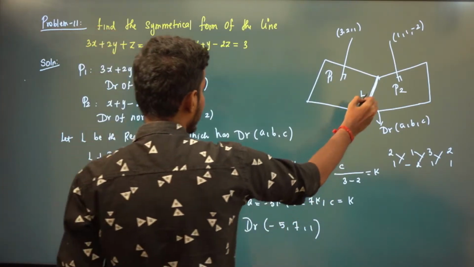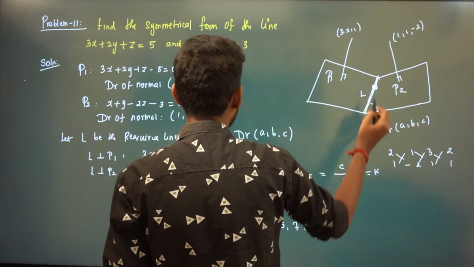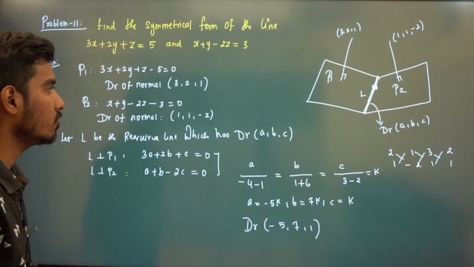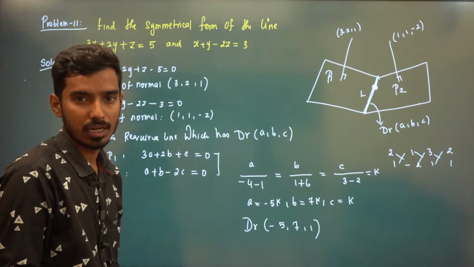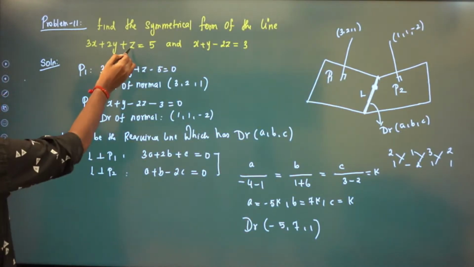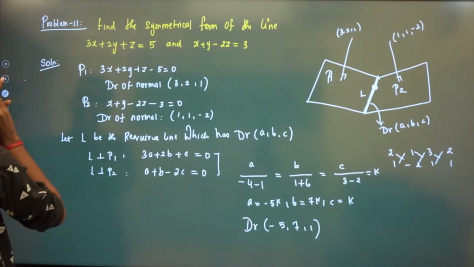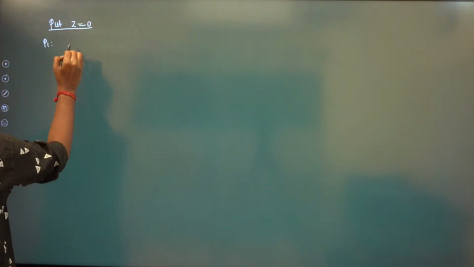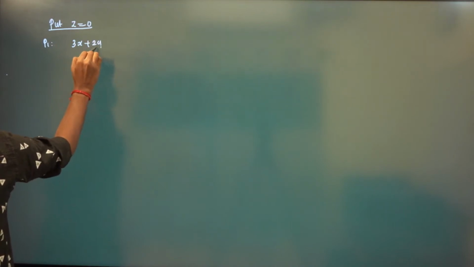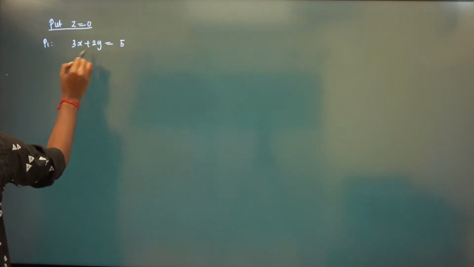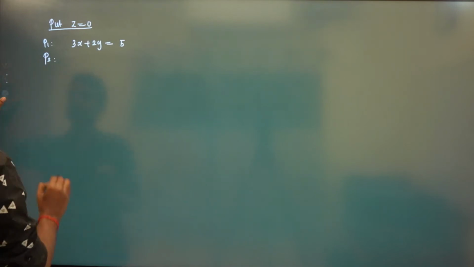Now we need to find any one point on the line. So for that you can put x is equal to 0 and solve for y and z, or y is equal to 0 and solve for x and z. You can do anything, right? Let us put z is equal to 0. So you will have two equations in x and y, right? If z is 0, P1 is 3x plus 2y is 5, and in P2, if you put z is equal to 0, you will have x plus y is equal to 3.